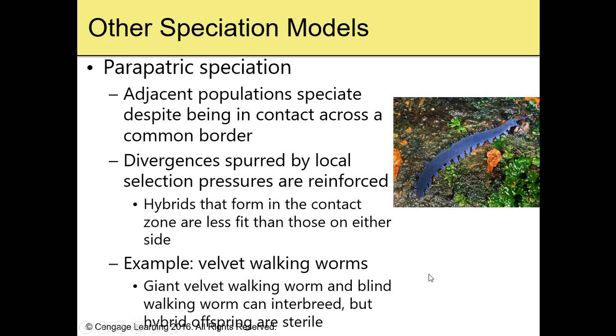So these little guys, the giant velvet walking worms and the blind walking worms, can interbreed, but their hybrid offspring are sterile. And so even though they're living close to one another and they can breed together, a new species is not going to come about because of their offspring. Instead, what's happened is the walking velvet worms and the blind walking worms have already speciated to the point where their offspring are going to be sterile.